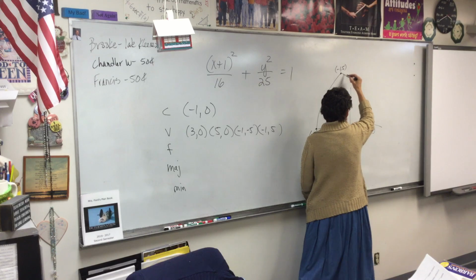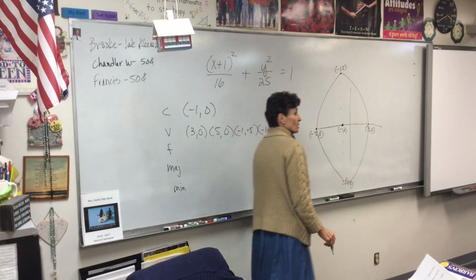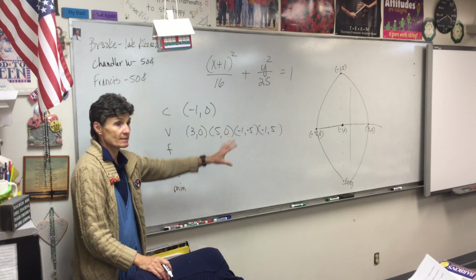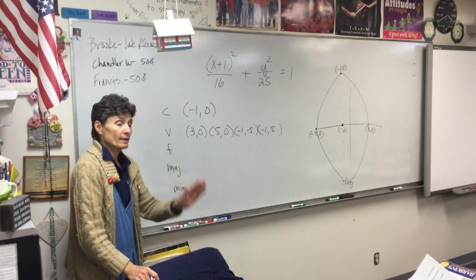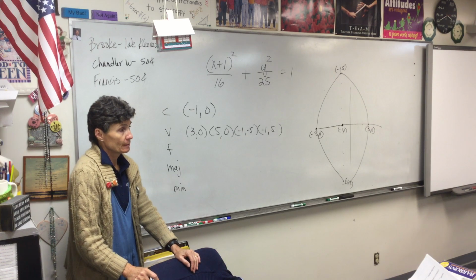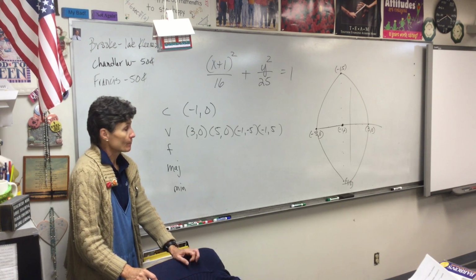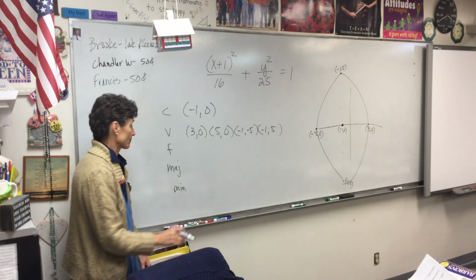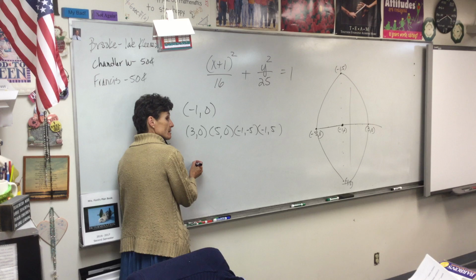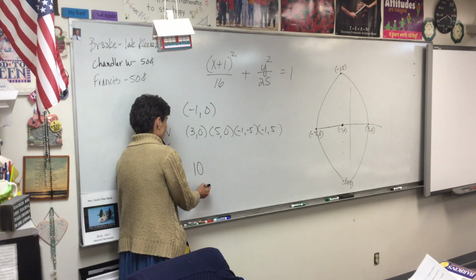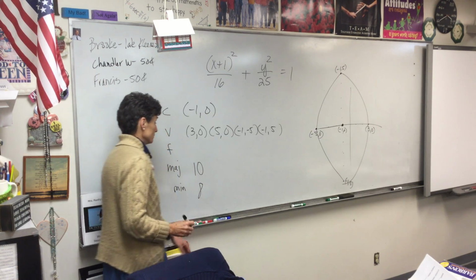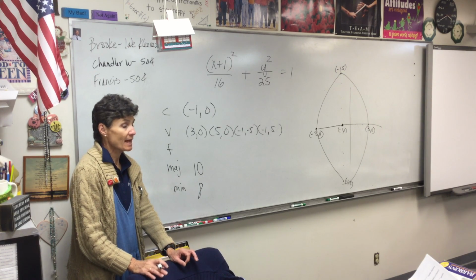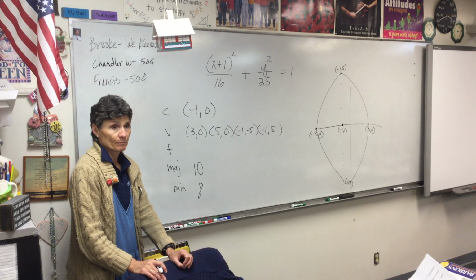That's my ellipse. Now remember, nobody's grading your picture. That's where I do my work. That's like my workspace. You don't even have to draw it if you don't need to. I like to draw it. How long are my major and minor axes? 10 and 8. Major is 10, minor is 8. Does everybody get those two numbers? We don't want to miss that. That's easy points.